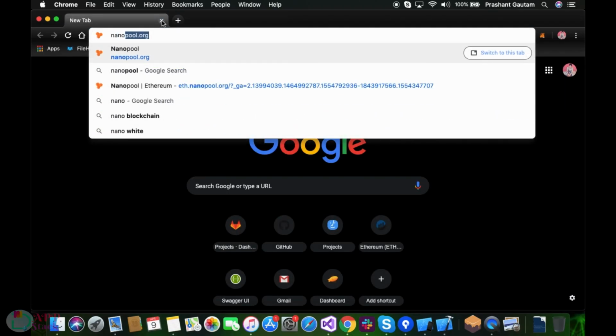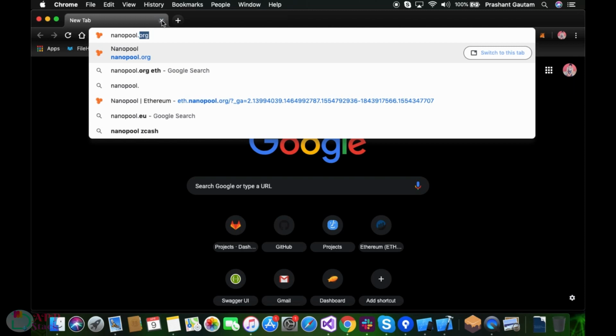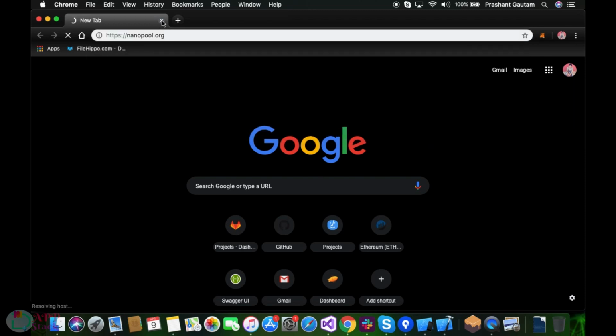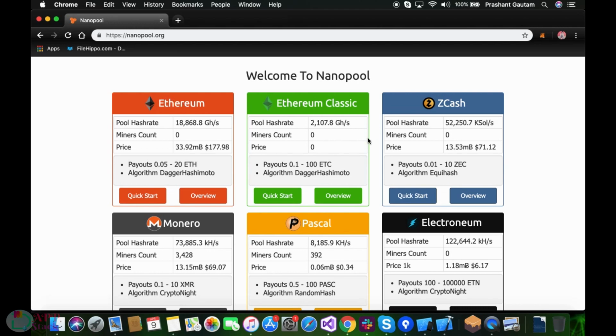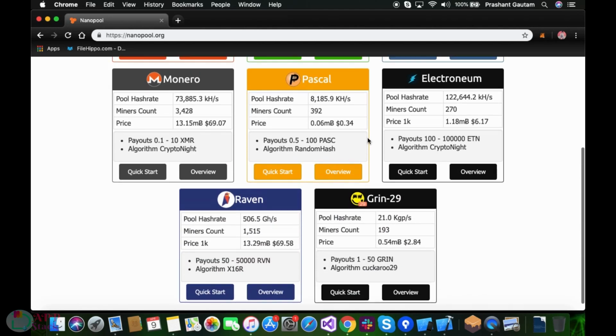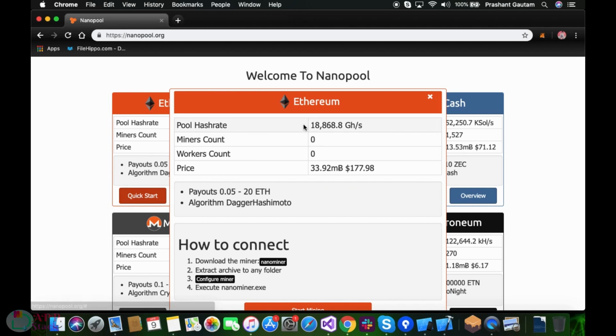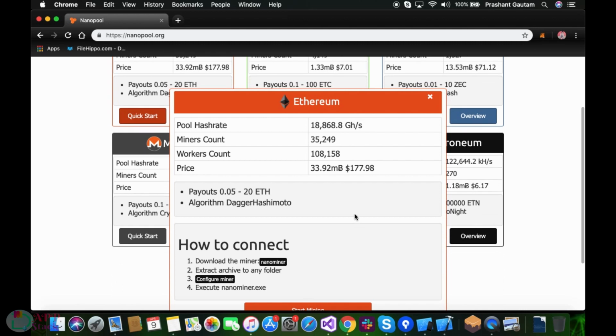Now I am taking you to nanopool.org. Here we go. Nanopool is a mining pool that offers investment opportunities for people who want to grow their crypto assets by mining. You can see there is a pool hash rate in gigahertz per second, miner counts, and current price. They use algorithms for mining.